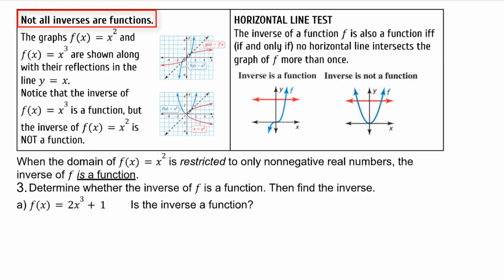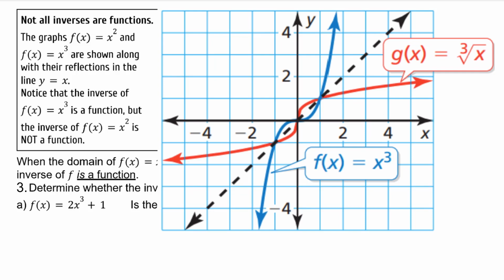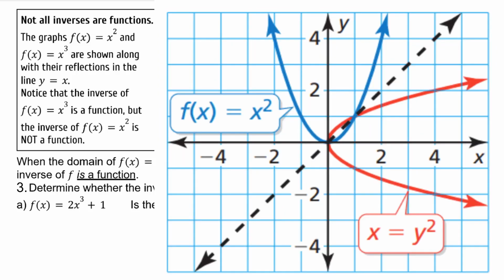Not all inverses are functions. The graphs of f of x equals x squared and f of x equals x cubed are shown along with their reflections in the line y equals x. Notice that the inverse of x cubed is a function, but the inverse of x squared is not a function. The inverse of x squared is a sideways parabola, which is not a function.